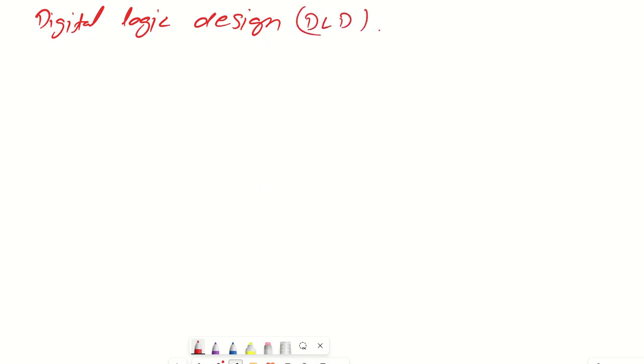First I will just discuss the topics that we will be discussing. Digital logic design, or in short DLD. The topics that I will be discussing we can write down as follows. First one will be Boolean algebra.